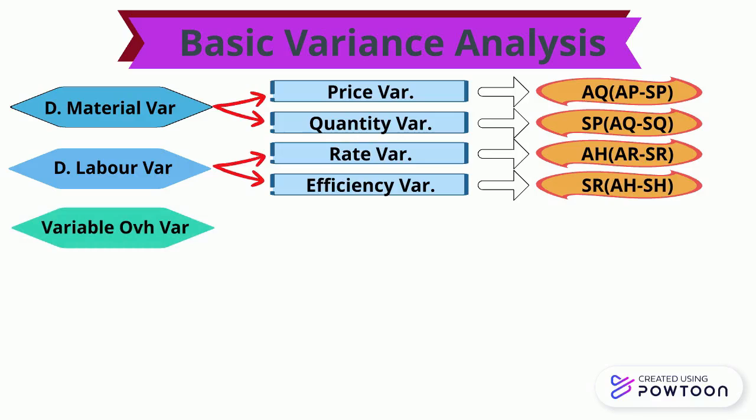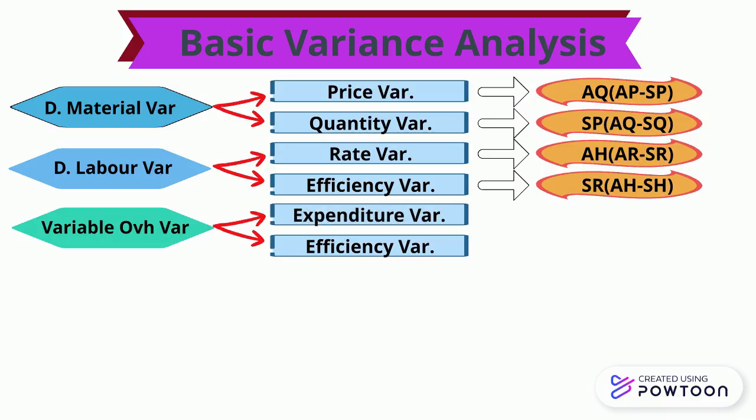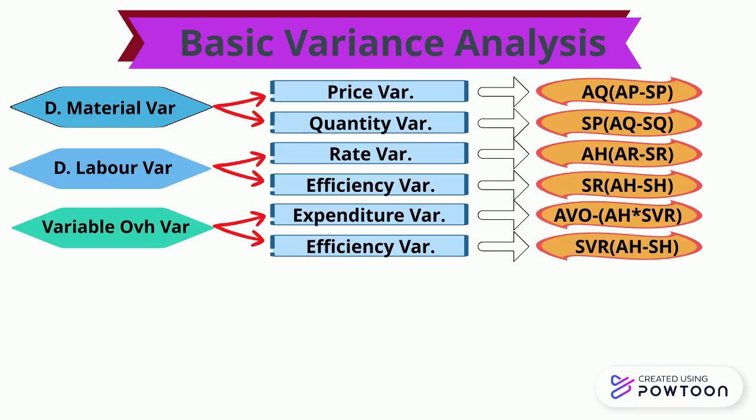Variable production overhead variance. The variable overhead variance is comprised of two variances which are expenditure variance and efficiency variance. Expenditure variance is the difference between actual variable production overhead and the standard variable overhead. Efficiency variance is the difference between standard number of manufacturing hours and the actual hours worked during the period.